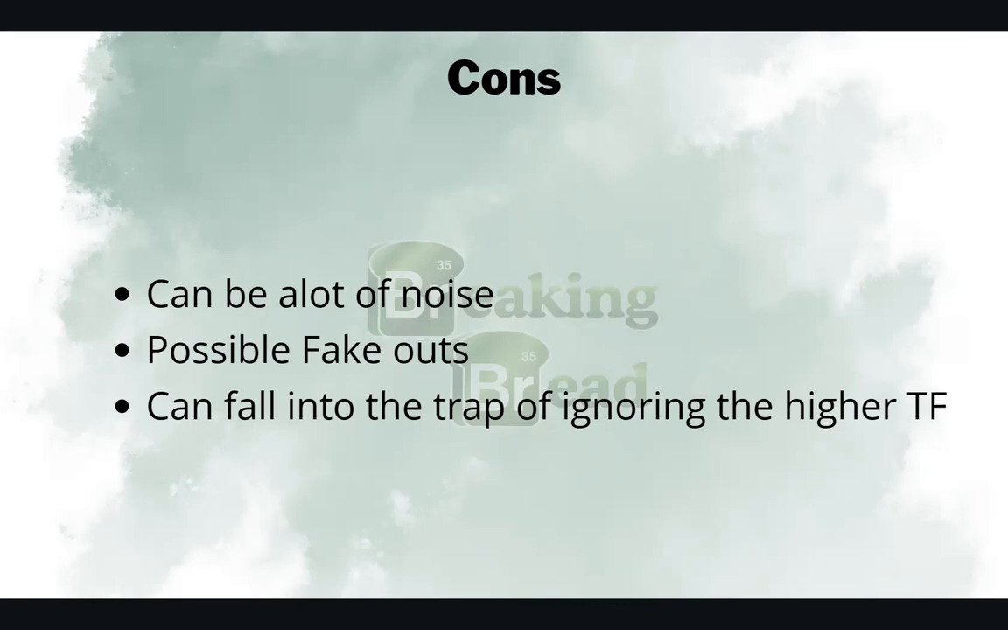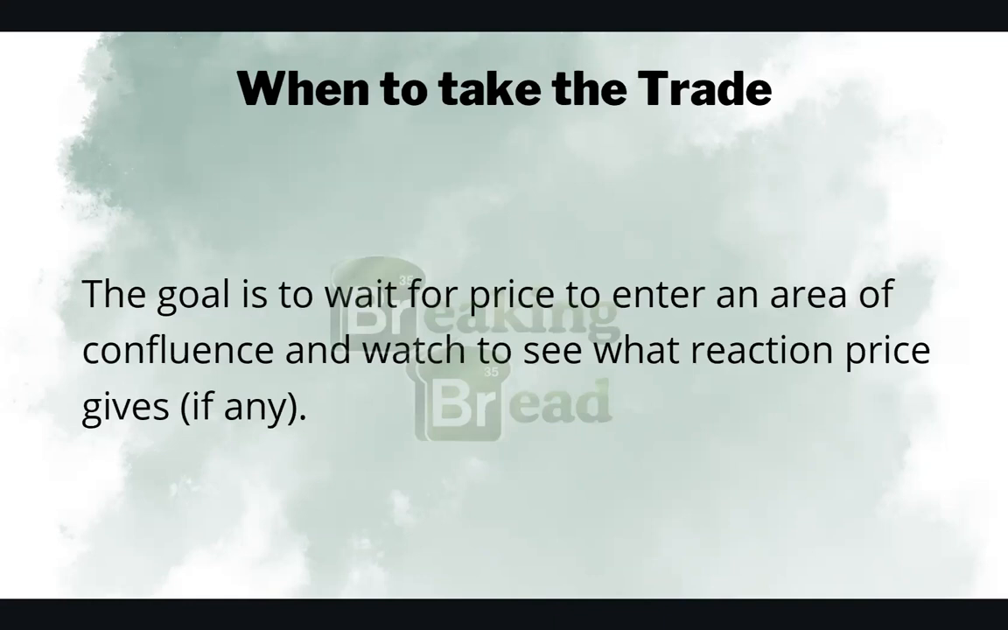But how can we take these cons and turn them into high probability setups? Like I said, we go to the higher time frames. Now, when I say higher time frames, I'm talking about the 15-minute time frame and up. So when do we take the trade? The goal is to wait for price to enter an area of confluence and watch to see what reaction price gives, if any. Now, I'm recommending that you wait for a retest at this confluence area.